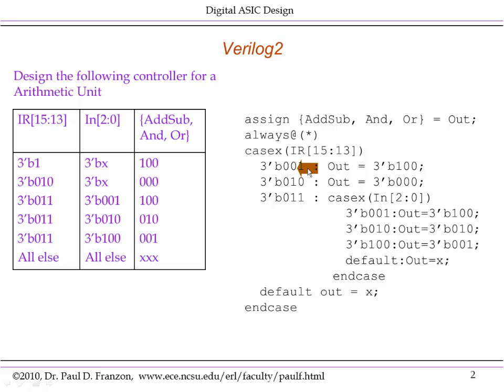When those 3 bits of IR are 1, out is equal to 1, 0, 0. When the 3 bits of IR are 0, 1, 0, out is equal to 0, 0, 0. When it's 1, 1, we then look at in, so I have a nested case statement on in. When in is 0, 0, 1, out is appropriate, and so on. Then I have my defaults to cover all the other cases. This is combinational logic, so I have to make sure I cover that I assign the output for every possible combination of inputs.